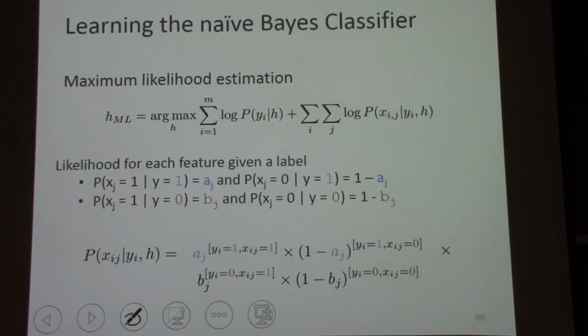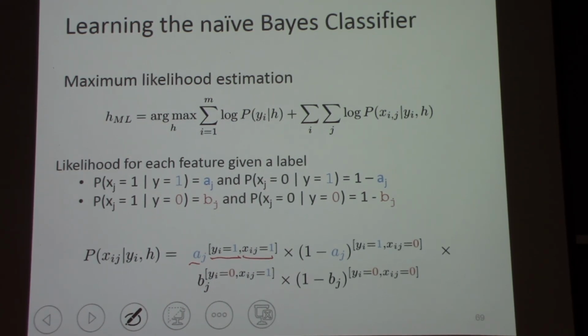Yes? On this slide, what does a comma mean? Is that a conjunction? Conjunction. It's just and. I couldn't fit the word into this slide, but yes, comma means and. So this is simply saying when yi equals 1 and xij equals 1, then use aj. When yi equals 1 and xij equals 0, then use 1 minus aj, and so on.